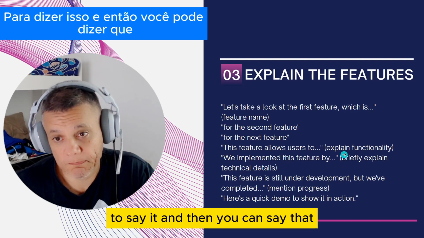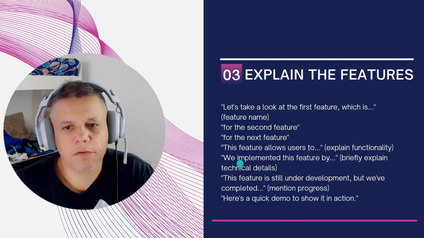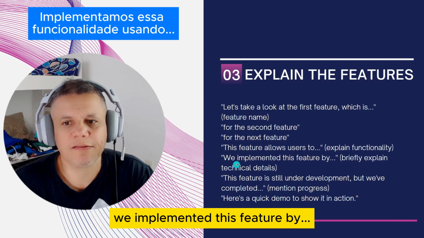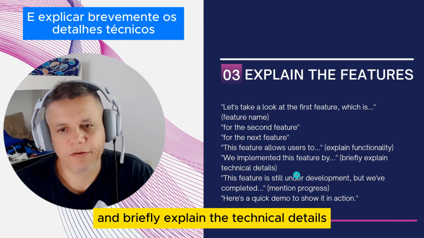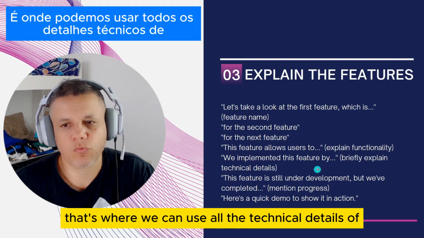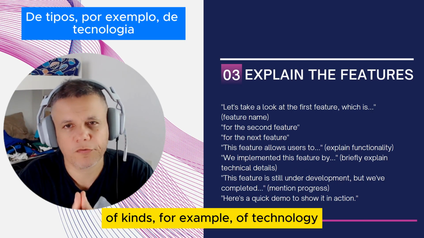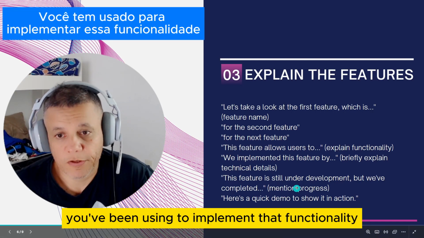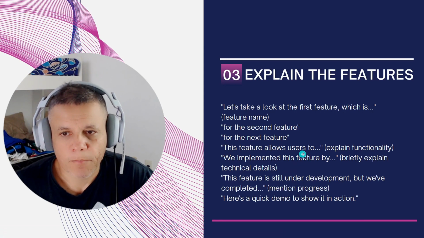And then you can explain the functionality. And this one is another way to say it: we implemented this feature by, and briefly explain the technical details. That's when we can use all the technical details, for example, of technology, of the database versions, whatever you've used to implement that functionality.